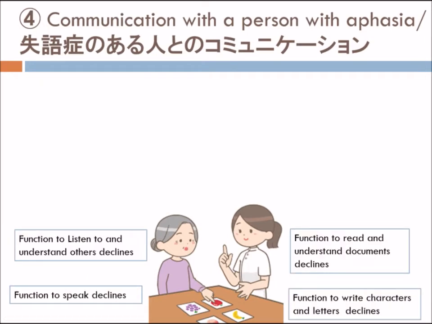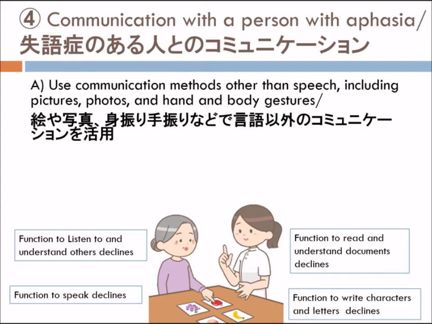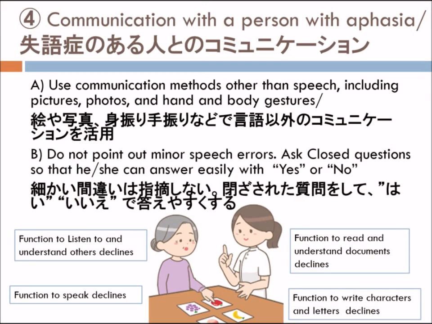Points to remember when communicating with a person with aphasia, there are two parts. Use communication methods other than speech, including pictures, photos, and hand and body gestures. Do not point out minor speech errors. Ask closed questions so that he or she can answer easily with yes or no.